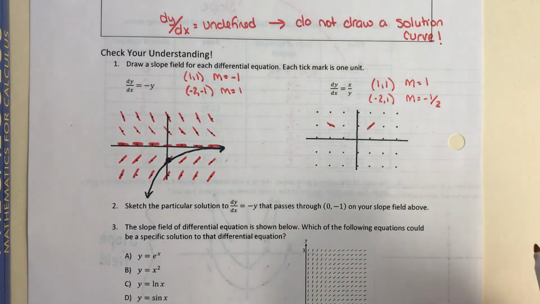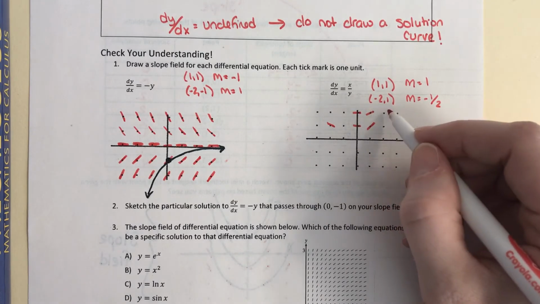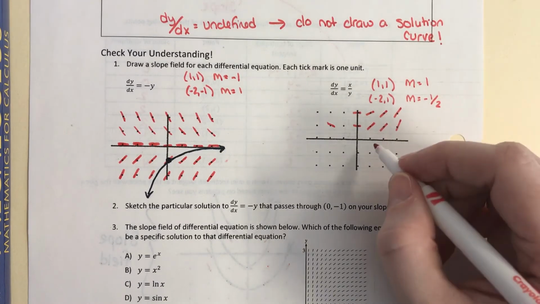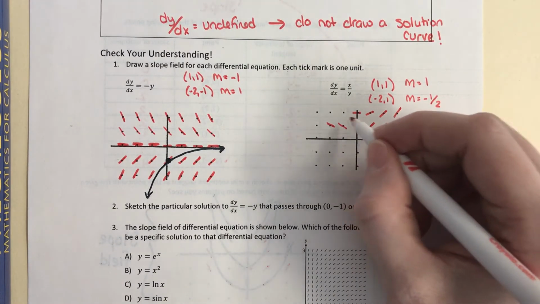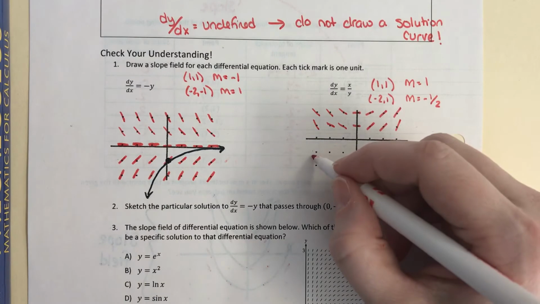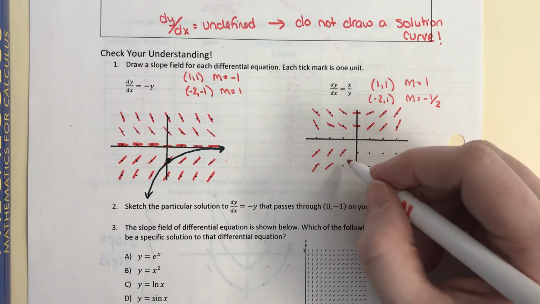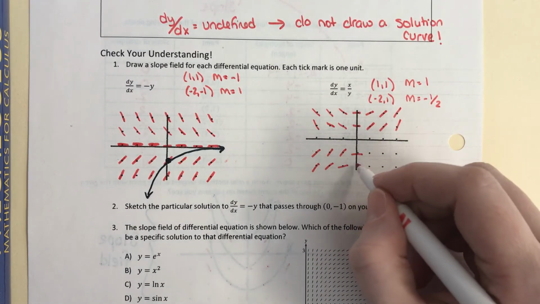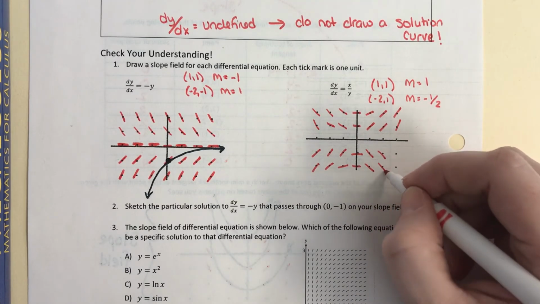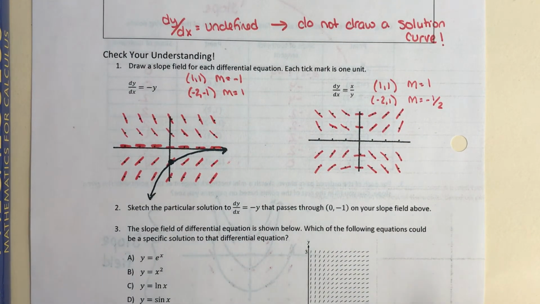Okay, so I'm going to fill out the rest of our slopes here. And again, as long as the positive ones are going up and the negative ones are going down, that's all they really care about when they look at your slope field. But that's a pretty good slope field drawing.